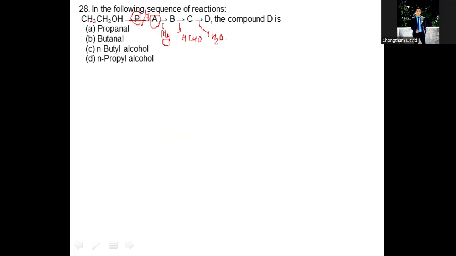Now let us see when ethanol is reacted with phosphorus and iodine. So this is the preparatory part of haloalkanes. Ethanol, when treated with phosphorus and iodine, will form haloalkane. Name of this haloalkane, can anyone answer this? This is called iodoethane.